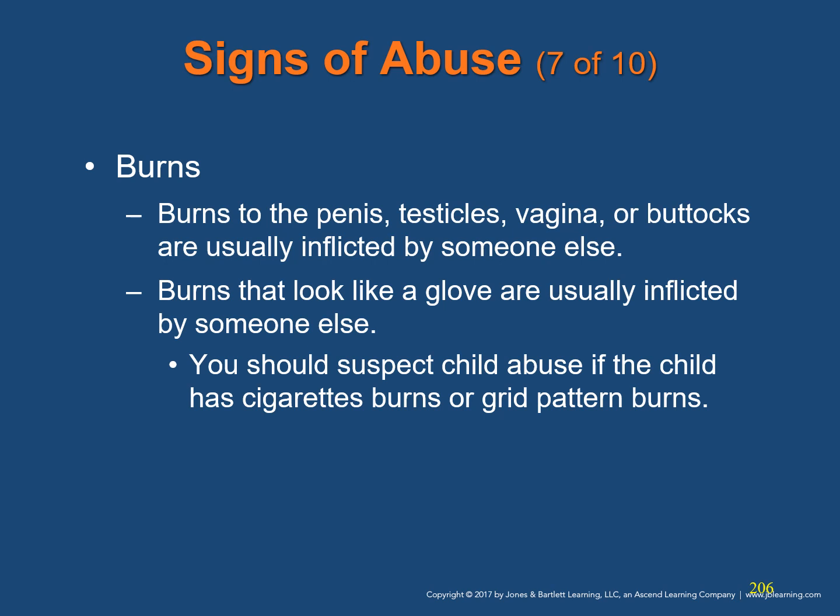Burns. Burns to the penis, testicle, vagina, or buttocks are usually inflicted by someone else. Burns that encircle a hand or foot or look like a glove are usually inflicted by someone else. You should suspect abuse if the child has cigarette burns or a grid pattern burn.